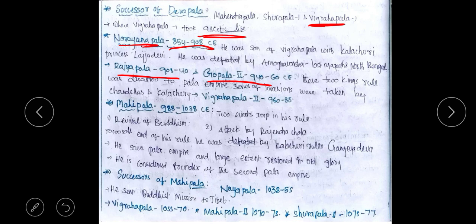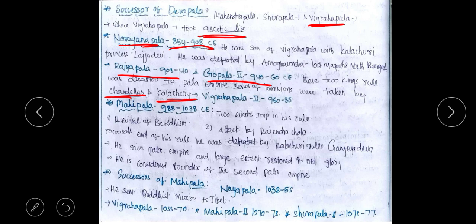These two rulers were a little weak, and their period is known as a period of disaster. The empire fell, and there was a series of invasions, by the Chandalas and the Kalachuris, who had a matrimonial relationship with the Palas before. We even see a matrimonial relationship between the Rashtrakutas and the Palas. There were always some matrimonial relationships.